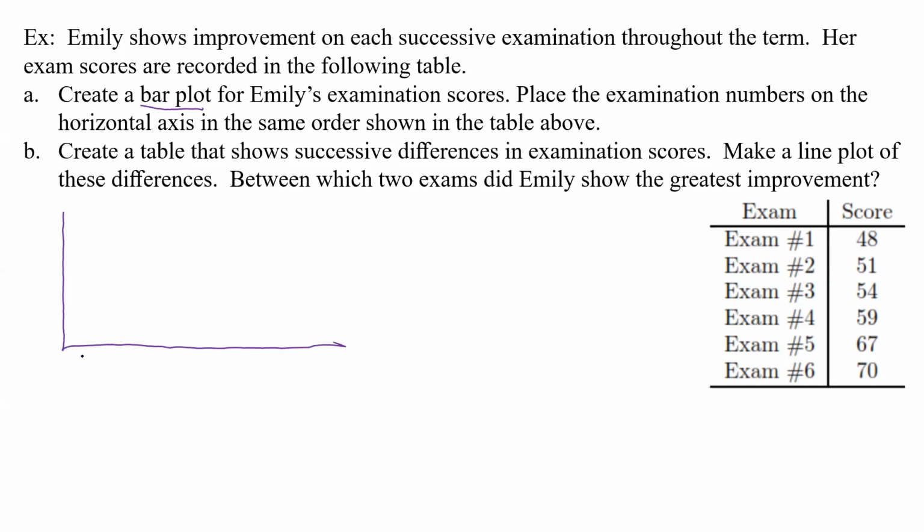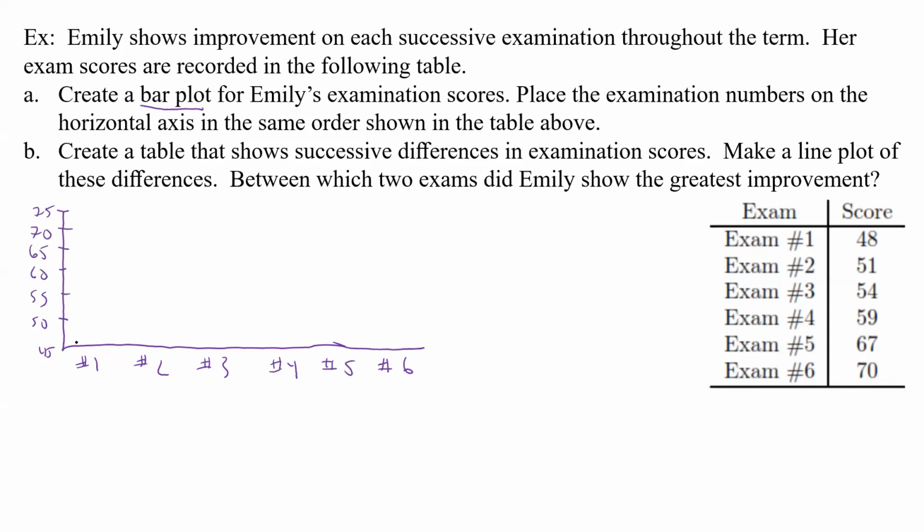So these are exam number 1, number 2, number 3, number 4, number 5, and number 6. And we're going from, let's say we start down here at 45, and maybe then we can go, let's see, 50, 55, 60, 65, 70, and then we could do another 75. So we're gonna go by 5. So that's 50, 55, 60, 65, 70, 75. All right, so now I'm making the bar plot.